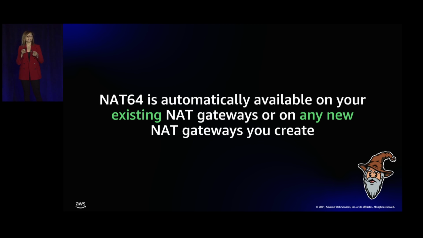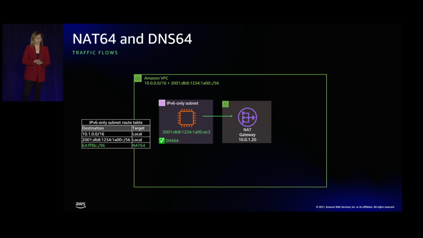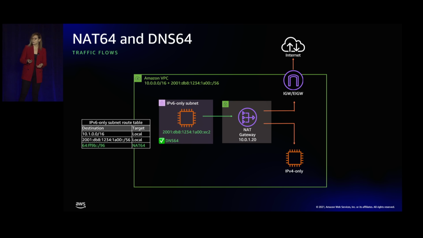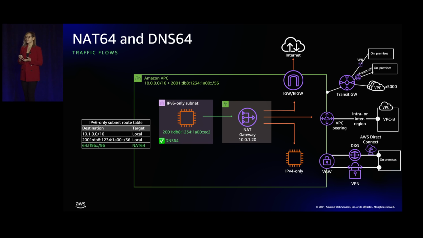Now, let's see what the traffic flows are for this. Just a reminder, NAT64 is automatically available on all NAT gateways that you already have in your environment and on all newly spun-up NAT gateways. It's not a setting that you enable. So traffic flows. We can start talking right now with IPv4-only resources in our own VPC, with internet IPv4-only endpoints, and with our private IPv4 endpoints in our private network.